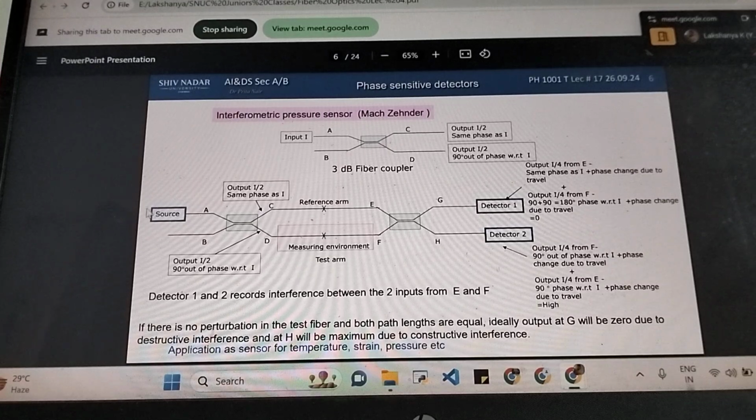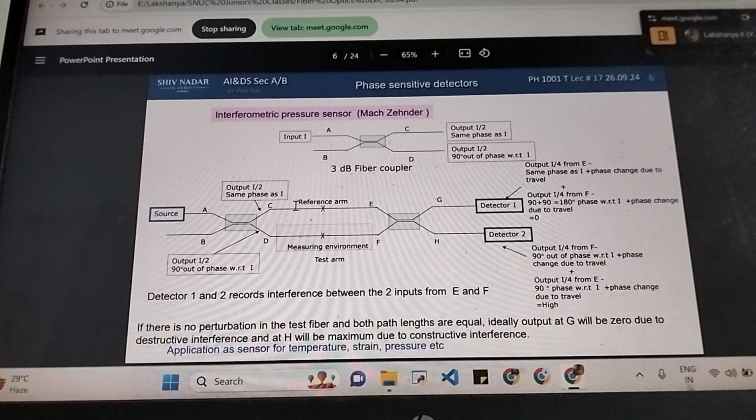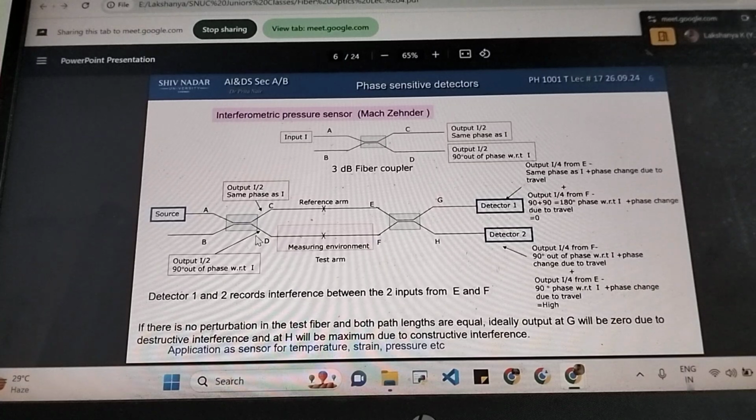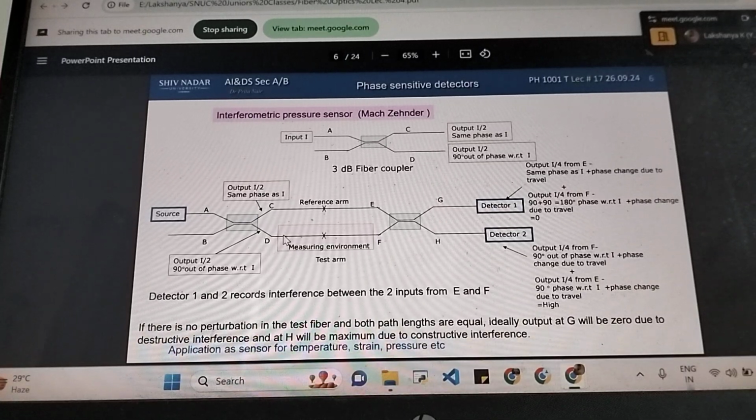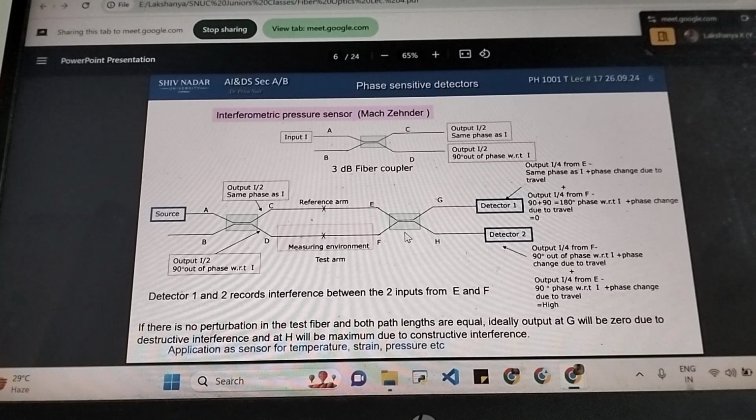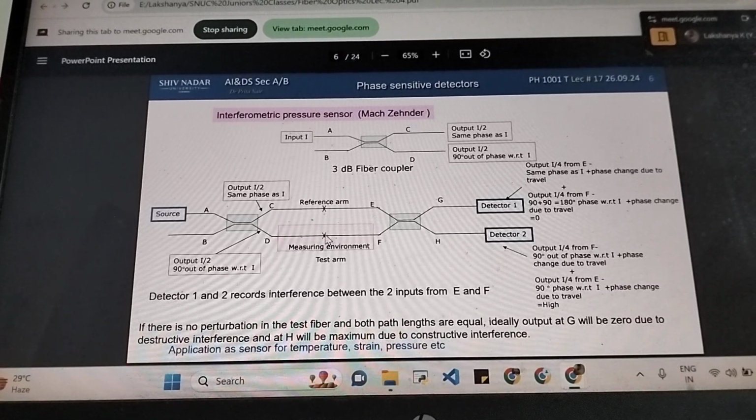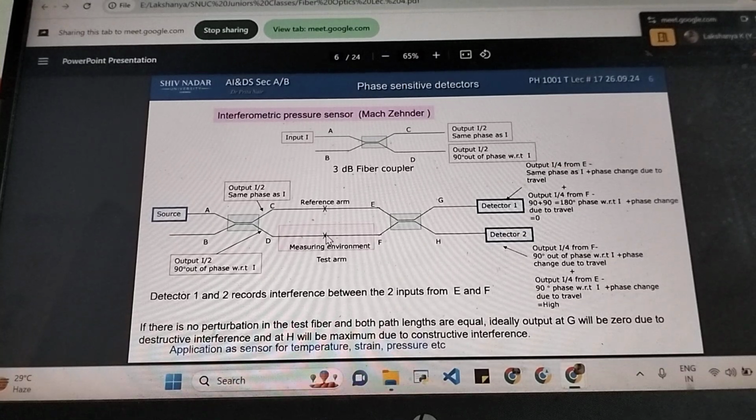From arm A, I am sending in a light wave of input I. So just like we saw, I will get I by 2 on the arm C with same phase, and I by 2 on the arm D which is 90 degree out of phase. And this is what is going to travel all the way up to E and F. Now let's not look at the words reference arm and measuring environment. We'll come back to those later.